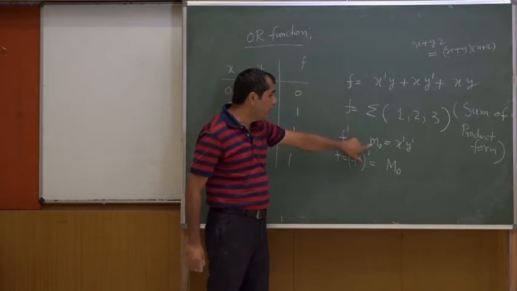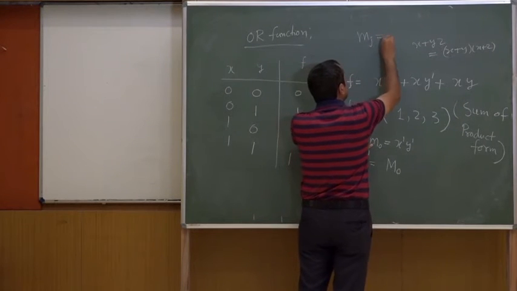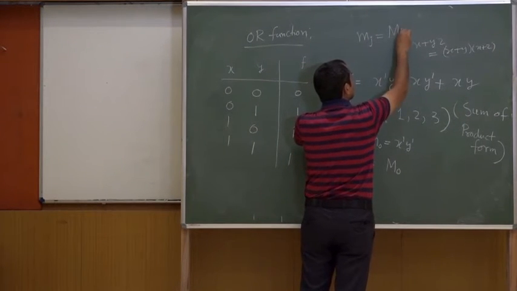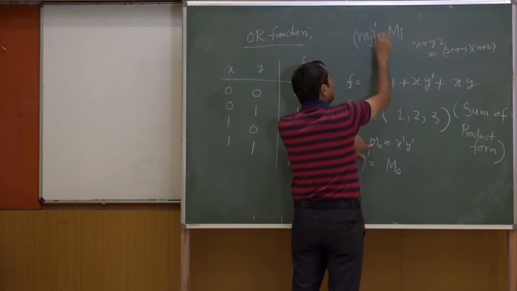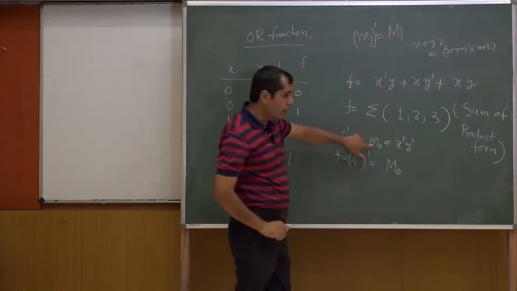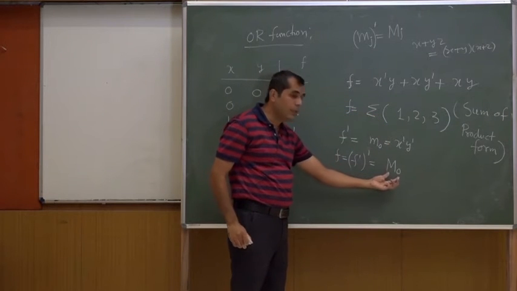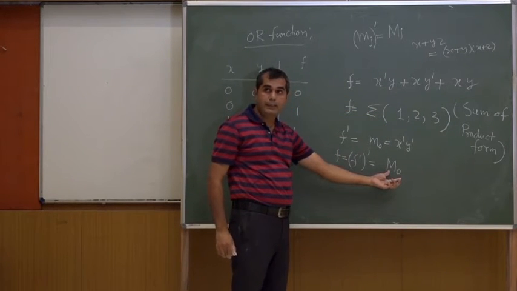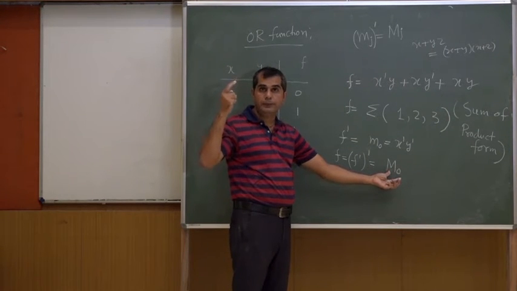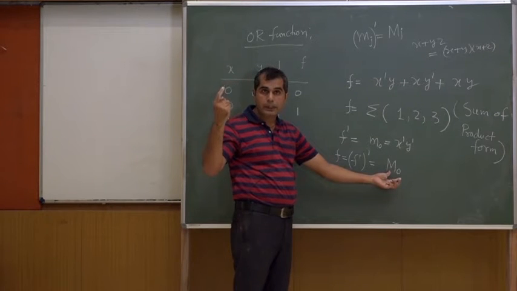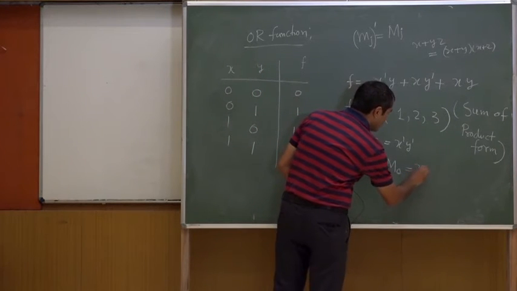The complement of a min term mj is a max term, written in this form, capital Mj. If I take mj prime or mj complement, it becomes capital Mj. So if I take the complement of this m sub 0, it becomes capital M sub 0. And what is this capital M sub 0? If you remember the truth table and representations for the min terms and max terms, it is x plus y. Is it or not? It is the same x plus y.